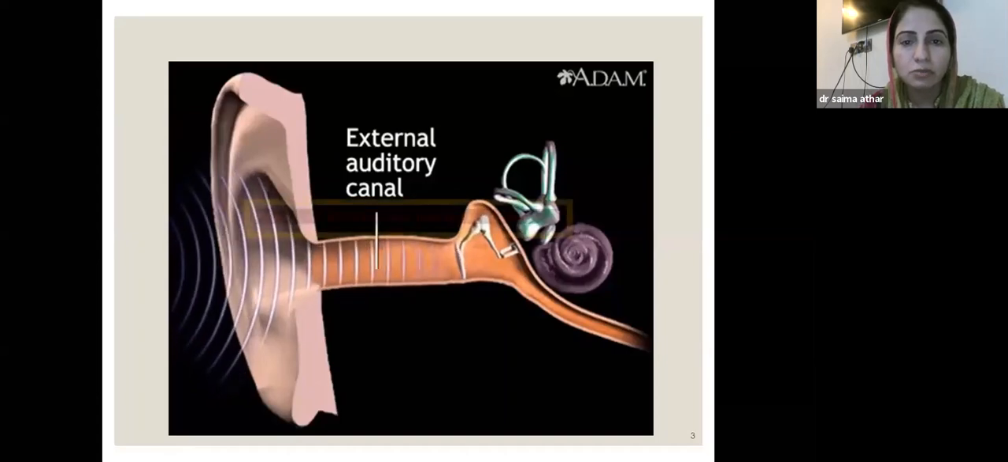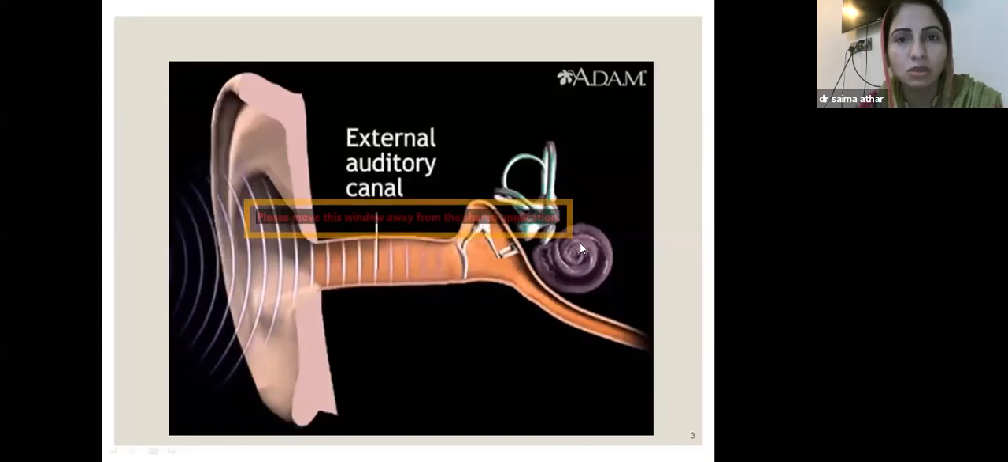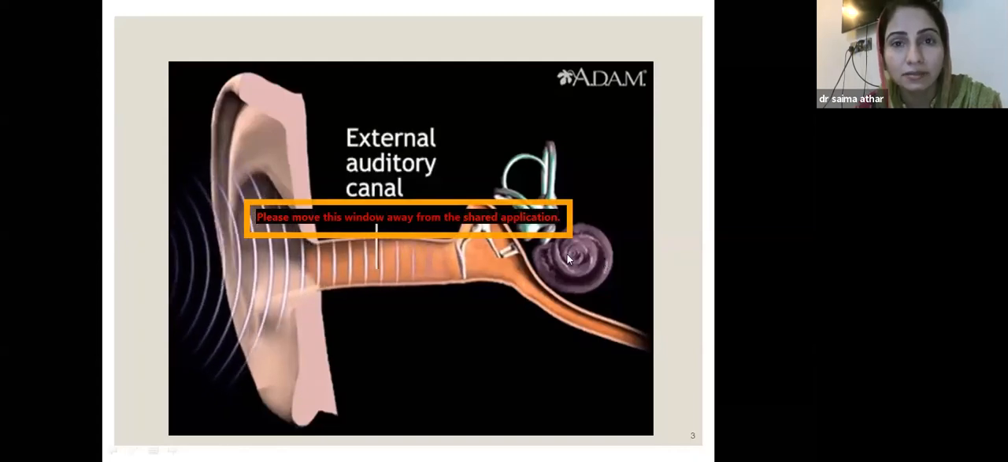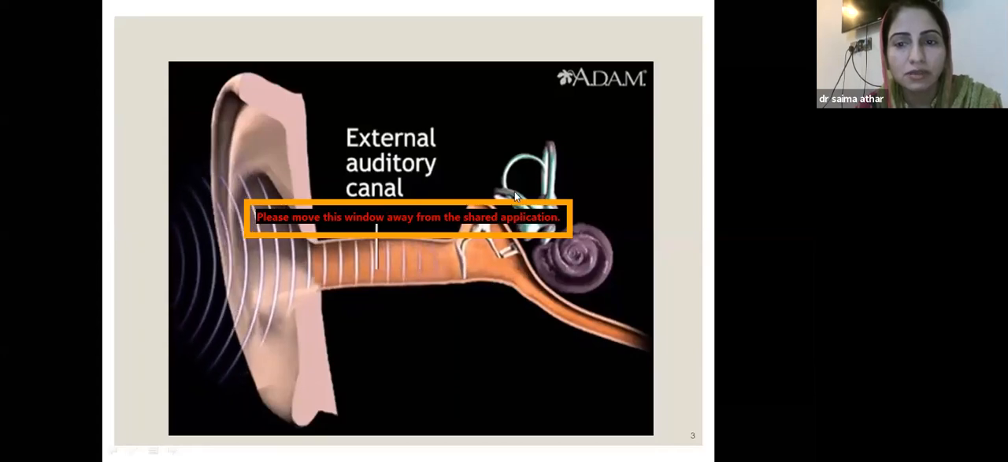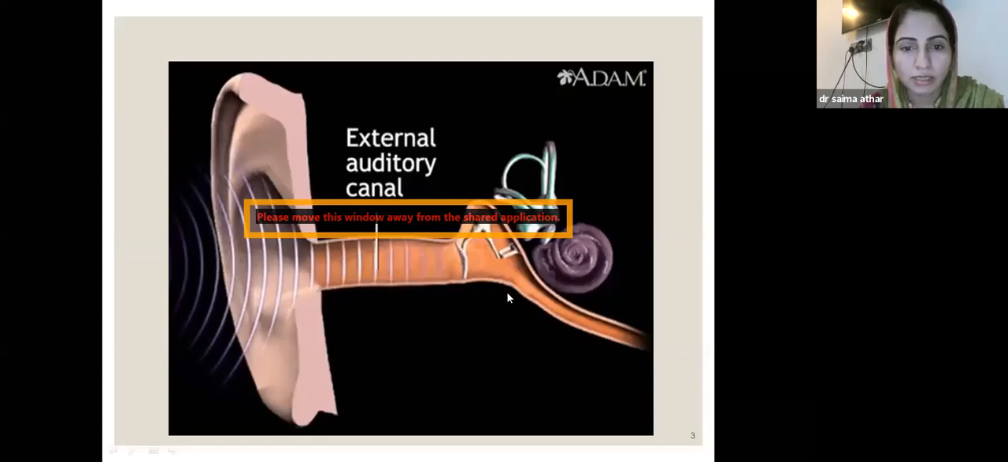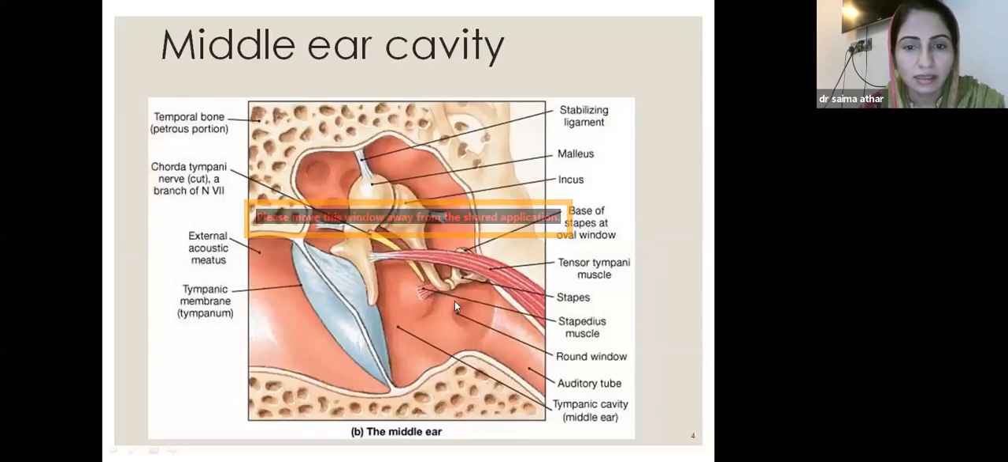The other important point you must remember is that among the external, middle, and the inner ear, the first part which develops is the inner ear. Then the middle and the external ear develop together, while the inner ear is the first structure which actually develops. So this is the middle ear cavity.